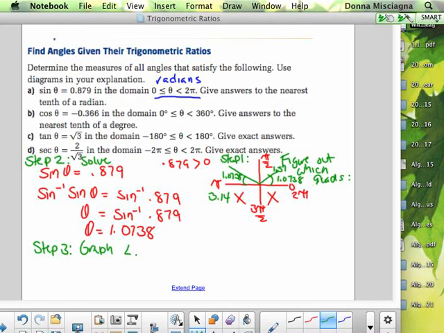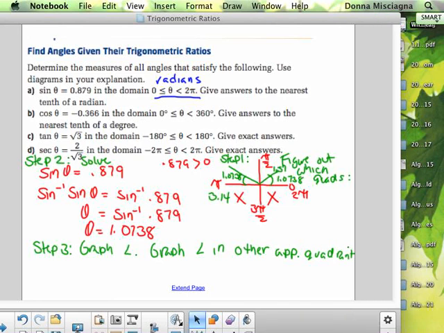1.0738. So we graphed the angle. We graphed the angle in the other appropriate quadrant. We need to figure out, I'm going to write in another color so you can see it, what this measure is, right? Because the answer we get for this angle here and the answer we get for the actual angle are going to be the same. That's the whole point of reference angles.